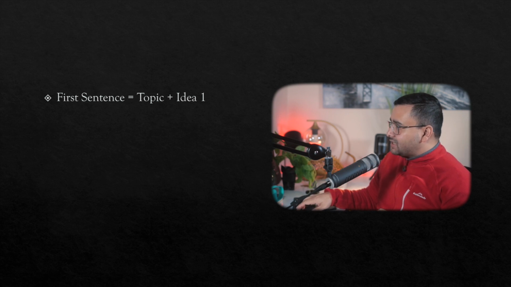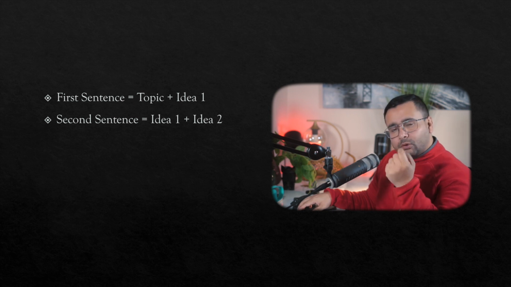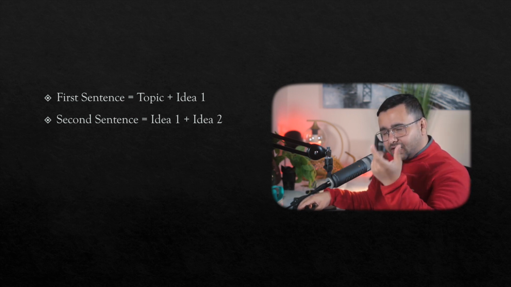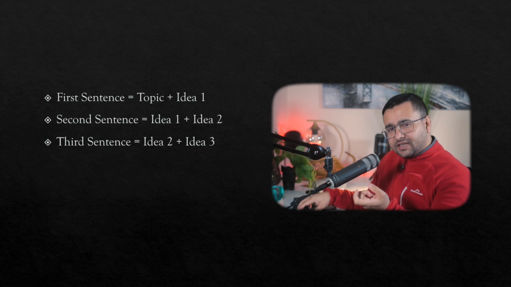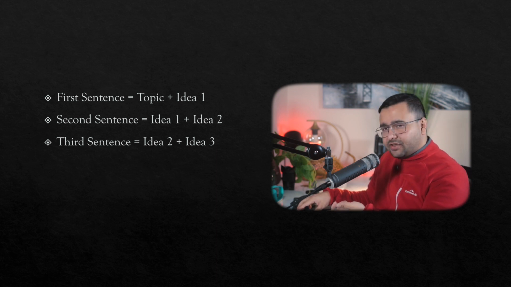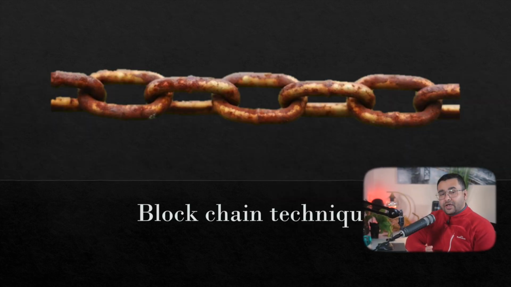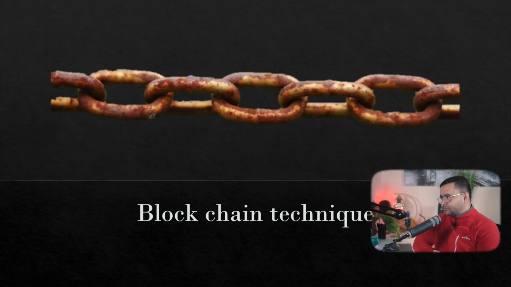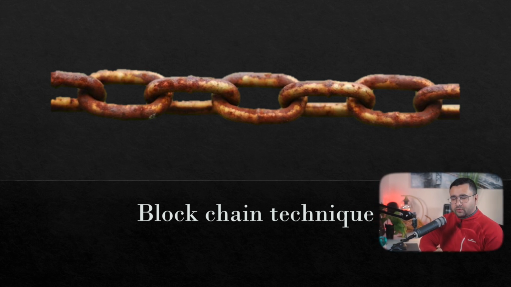Or in a way, we can say that the first sentence starts with the topic and one idea. And then in the second sentence, you will have that idea from the first sentence and you will have a new idea. And then in the third sentence, you'll have that new idea of the second sentence. And then again, you will have another idea. And just like this, it continues. So as you can see in this blockchain here, the blocks are connected to what comes before them and also lead to what comes after them.